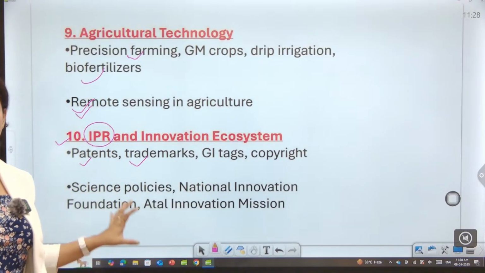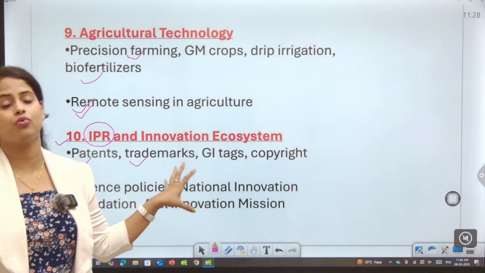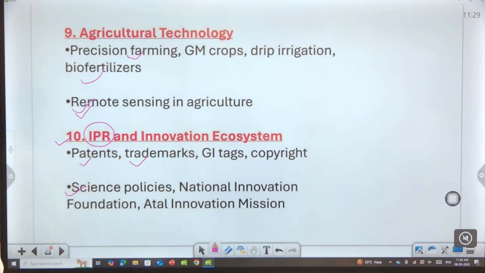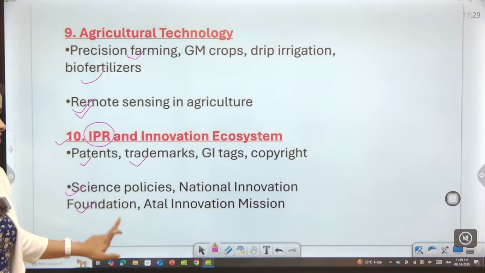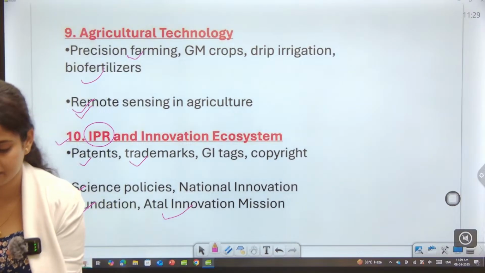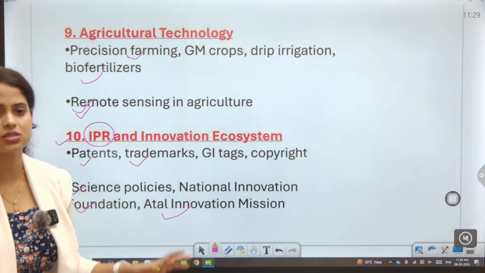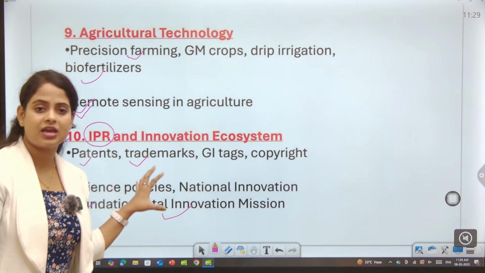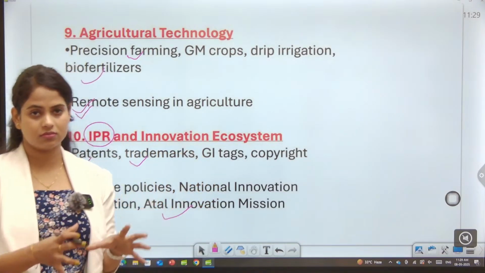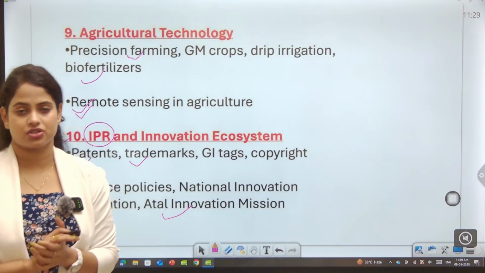So these 4 things are very, very important under IPR. Next, the science politics, National Innovation Foundation, the Atal Innovation Mission, we have to know about the IPR. So this is all about the IPR system and agriculture technology. You have to clear it out for the preparation.